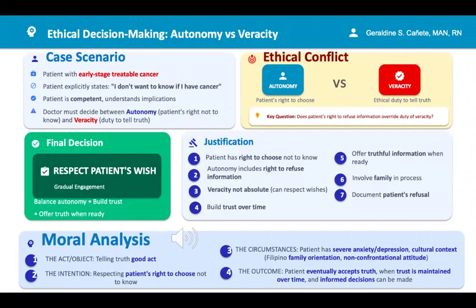Consider these questions. Are there any flaws in the reasoning that was described earlier? Are there alternative ethical frameworks that would lead to a different conclusion? Under what circumstances, if any, would it be ethically justifiable to override the patient's wish not to know their diagnosis? How can physicians balance the duty of veracity with the need to respect the patient's autonomy in culturally sensitive ways? And what are the potential long-term consequences of respecting a patient's wish not to know their diagnosis?